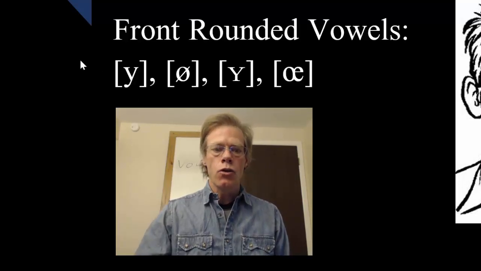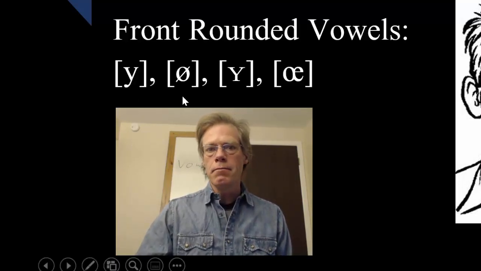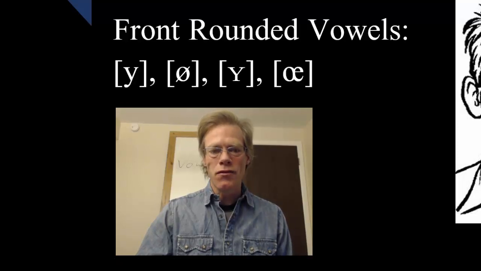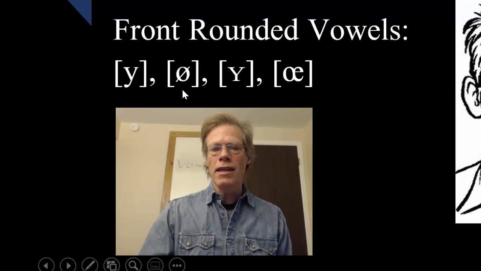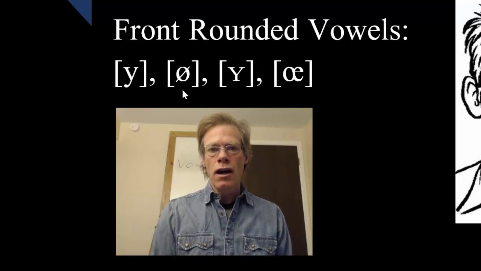You can do the same thing with this one, which is a mid-front tense rounded vowel. So you start by making the a sound. Don't do a diphthong. Don't move it into an I afterwards. Just do an A sound, A, and then again, force yourself to round your lips. A, U, U.